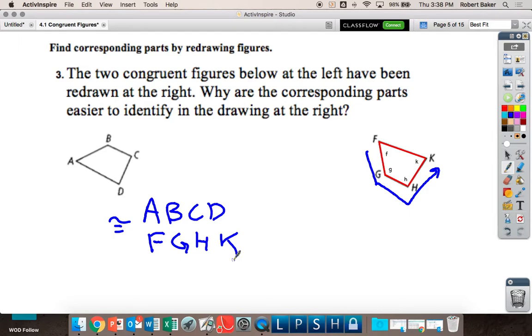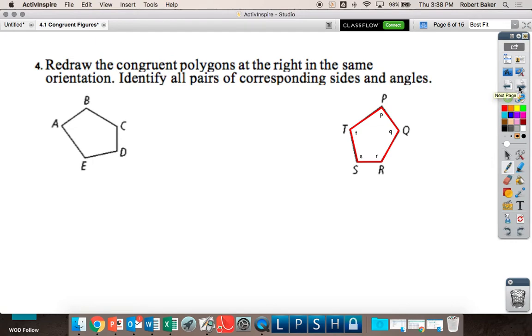All right, here's another fun one. This one's a little more tough because it's got 5 sides. That's called a pentagon. So I can take it here. That's easy, it's just mirrored. And I can start turning it.